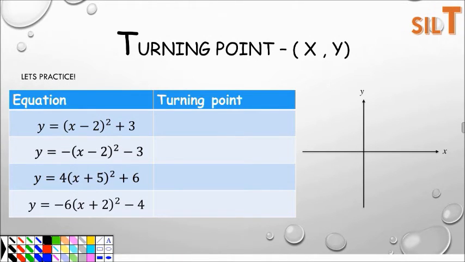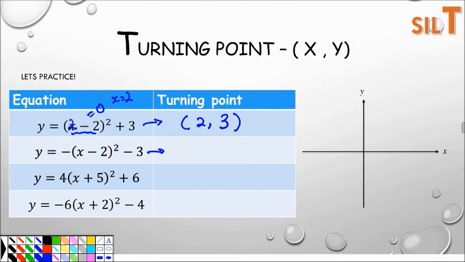So in the first example we have done earlier, we said that the turning point, I just let this be equal to 0 and x equals 2. So I know it's 2. By putting 2 back into the equation, 2 minus 2 will be 0 squared, then I'll get a 3. Pause the video now and do the other 3 examples. Very good. Now let's check our answer.